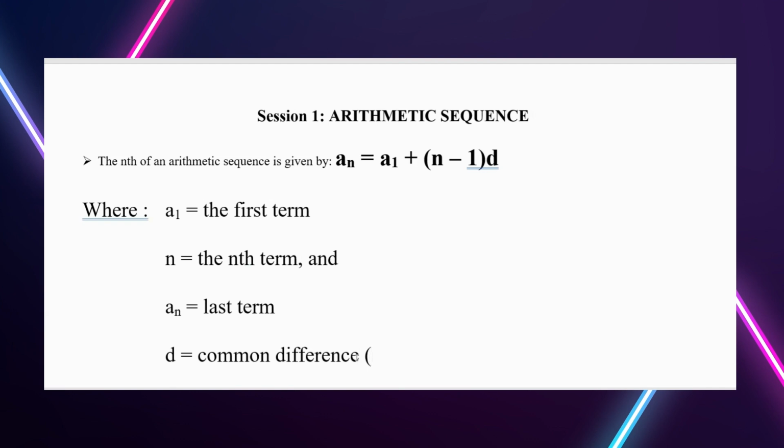Ang common difference ay makukuha natin by subtracting the second term of the sequence minus the first term of the sequence. At doon natin makukuha ang value ng d o ang common difference.